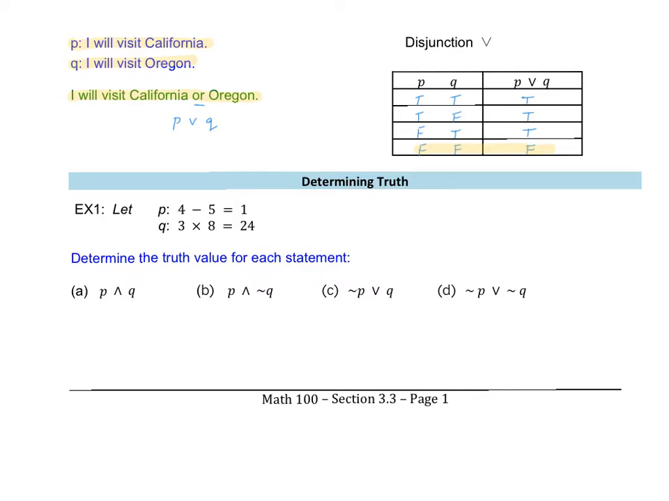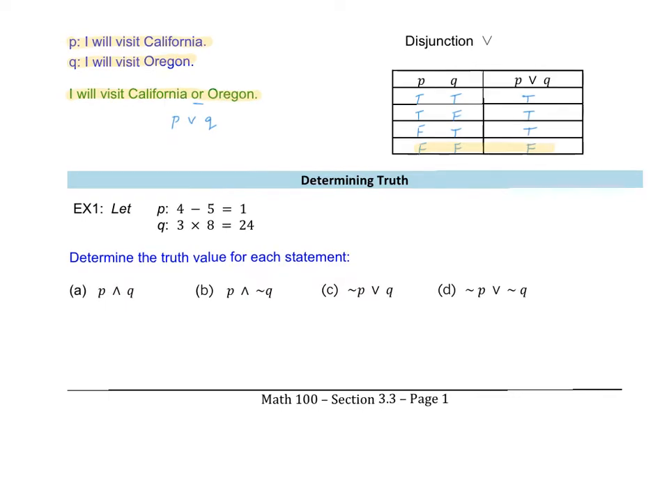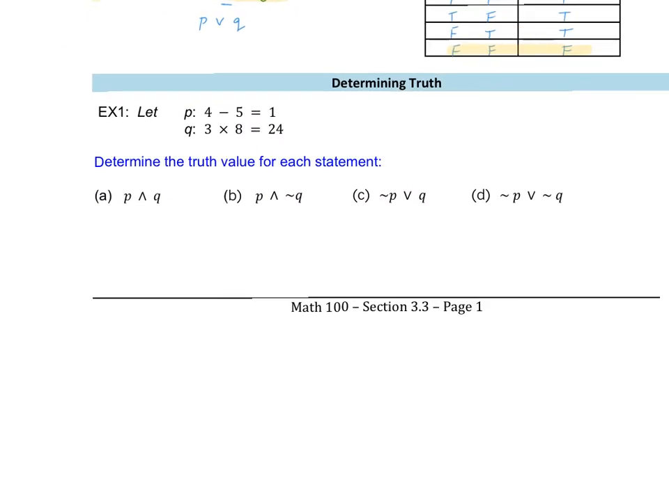In example 1, we have two statements. Now they're written symbolically. Our statement P is 4 minus 5 is equal to 1, but I could write it out in words if I chose to. And Q is 3 times 8 is equal to 24. Well, I don't have to fill out a truth table here because I know that P is false. So I'm going to put an F next to P because 4 minus 5 is negative 1, not positive 1. And I know Q is true. 3 times 8 is equal to 24 is a true statement.